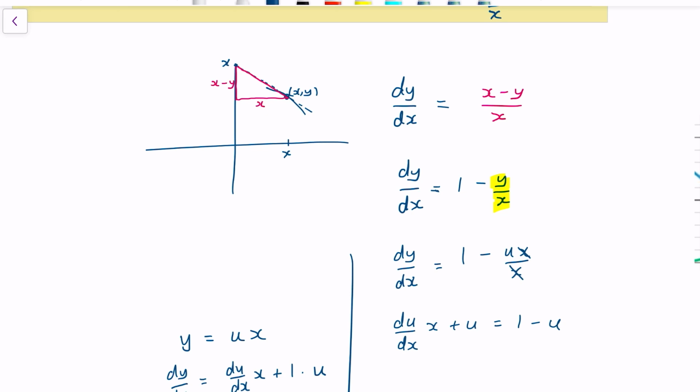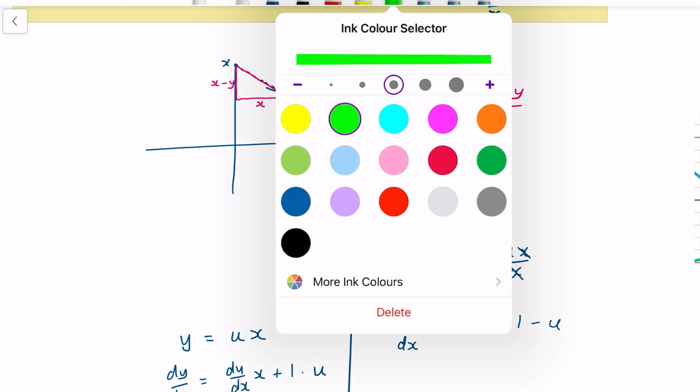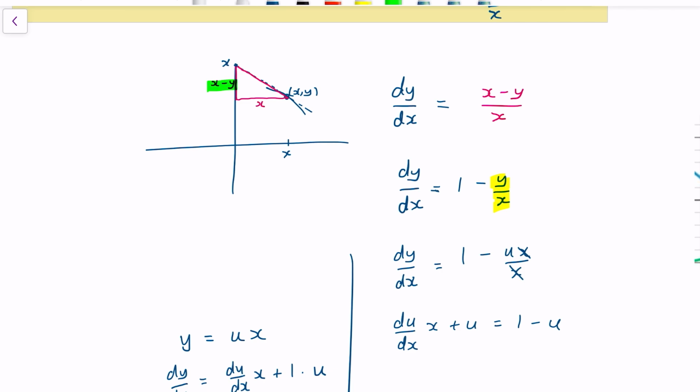Oh my goodness, right back at the start. Hopefully you picked up on this, but if I take, let's use a different color pen, if I take x minus y, which is a positive number, and I divide it by x, which is a positive number, I don't get a negative slope, but the tangent's clearly a negative slope there. So x minus y needs to be switched around. So we get y minus x over x, and therefore we get y over x minus 1.